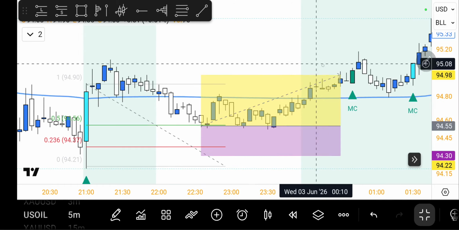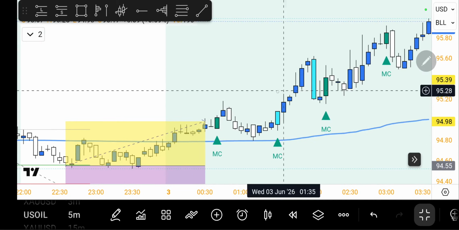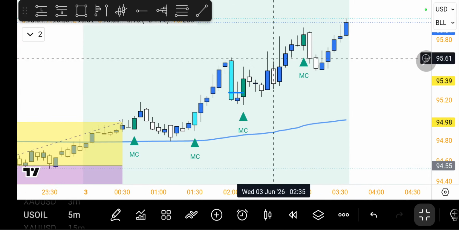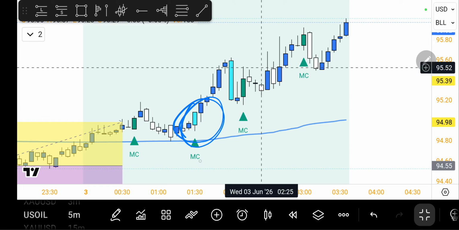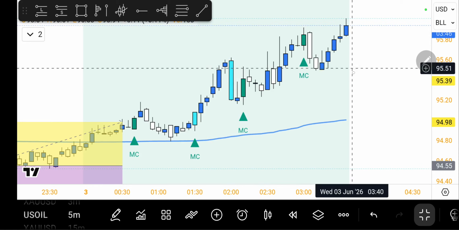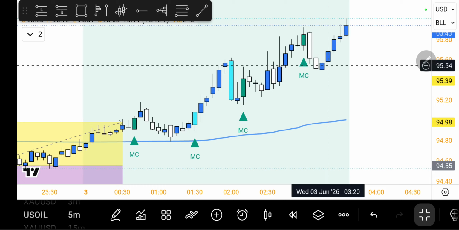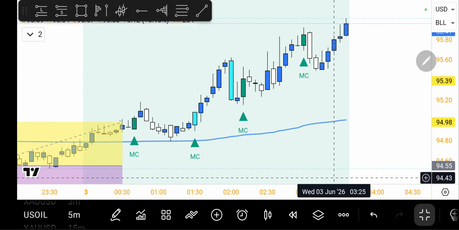And that was how I did yesterday. Two good trades. As you can see, we had one more here, but it was not on the level, so I left that one out. This did not come on the level, it came after, so I left that out. So that's how simple this strategy is. I'll keep showing you more videos in the future.